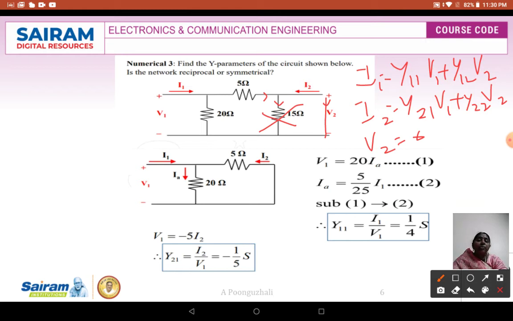So the first step in any parameters is to write your formula. After writing your formula, apply the condition. So in this case, V2 is 0.